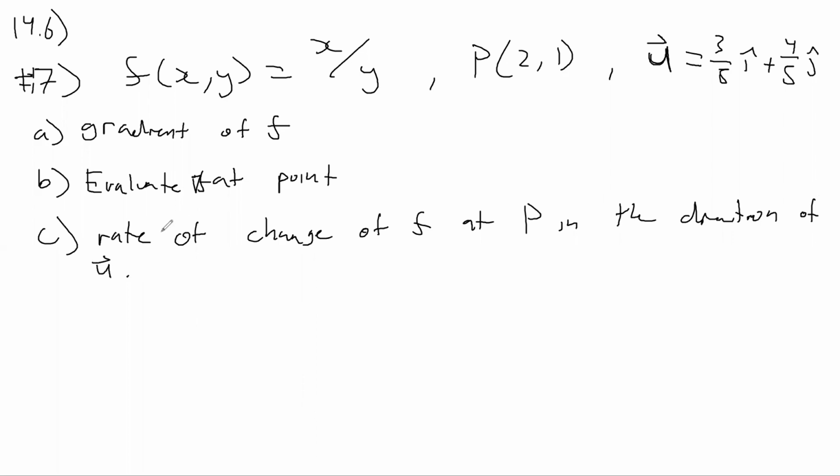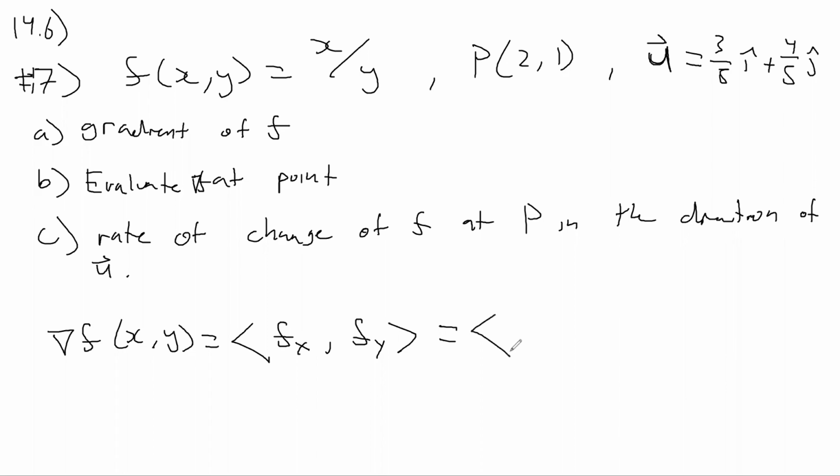The vector u. Okay, so I'm going to start off with part A. Again, the gradient vector, in this case where we have two variables x, y, is the same thing as the vector f sub x, f sub y. We're just taking the partial derivative with respect to x and the partial derivative with respect to y. So for the x component, that's 1 over y, while f sub y is negative x over y squared.